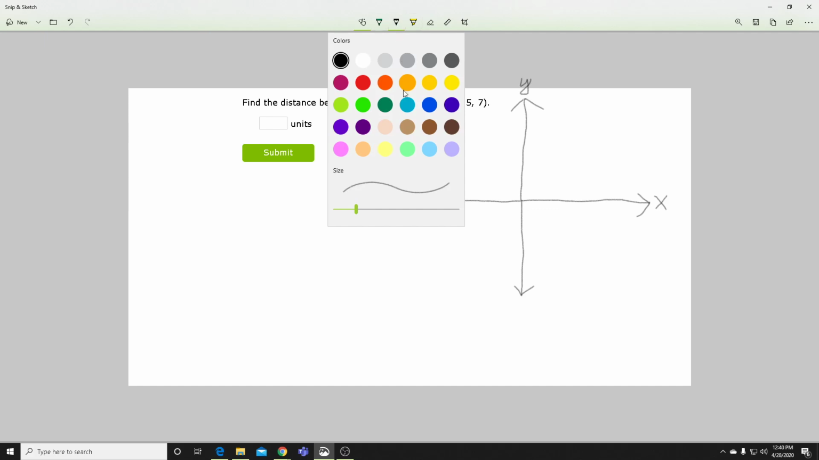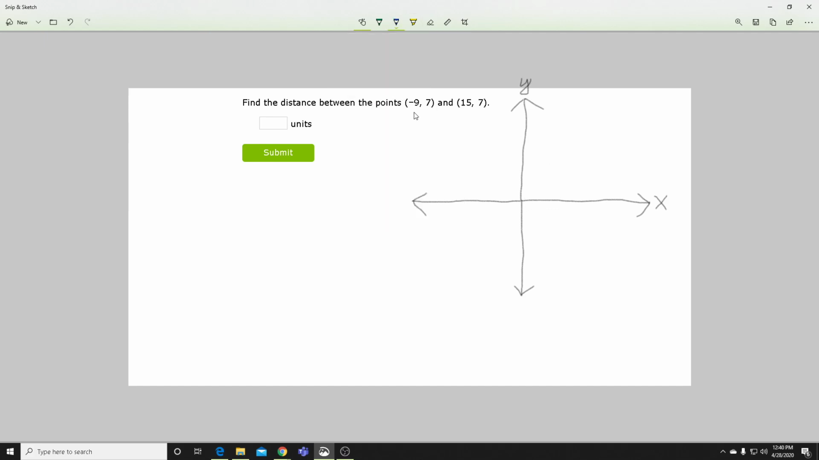So we know we have a point negative 9, 7. We know this would be x then y. So negative 9, 7. So maybe negative 9 would be over here. Maybe 7 is somewhere up here. So we have a point right here, that's our negative 9, 7. Now we have this other point though, 15, 7, which we know our x is going to be 15. Maybe that'll be something over here. And then it's going up to the same amount, it's going up to the 7. So we can put it about right here.